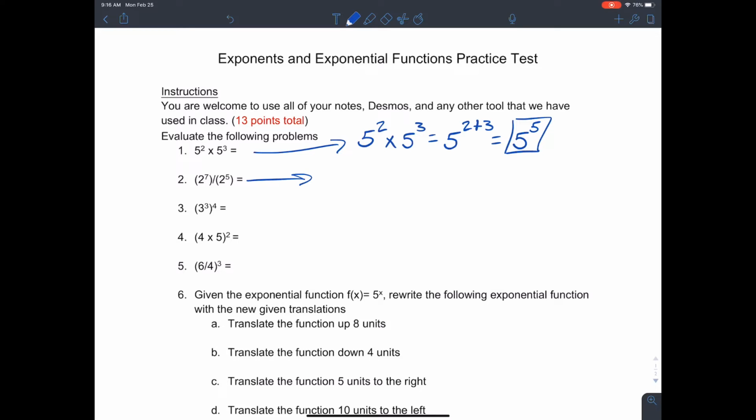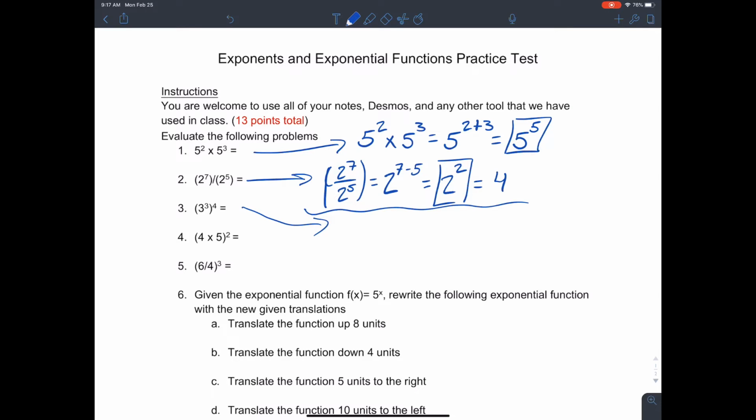Number 2. 2 to the 7th power over 2 to the 5th power. When they have the same base, it's division now, so we do 7 minus 5. 7 minus 5 is 2. This is an easy one to simplify further. 2 squared is 4. Okay? Make sure to separate these.